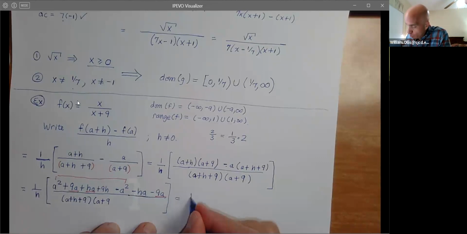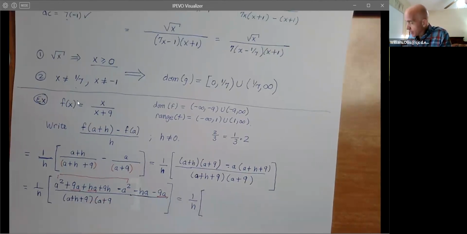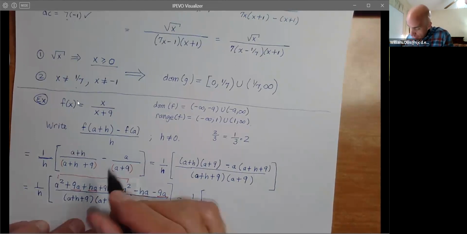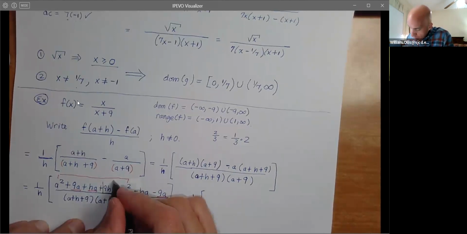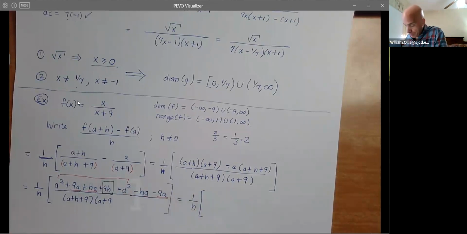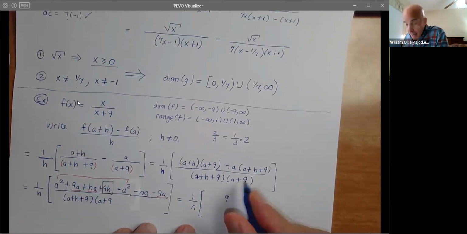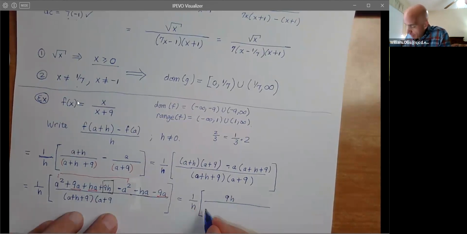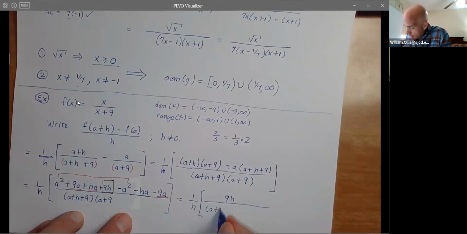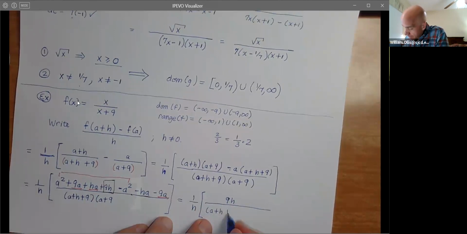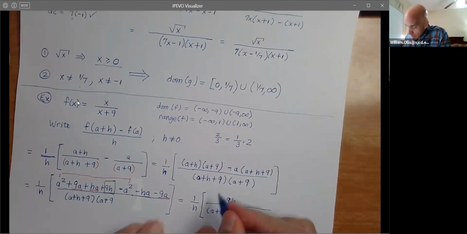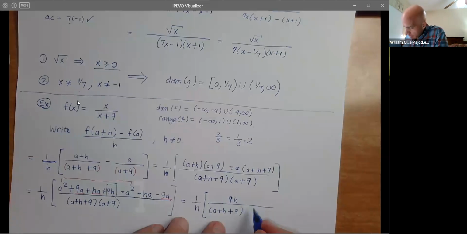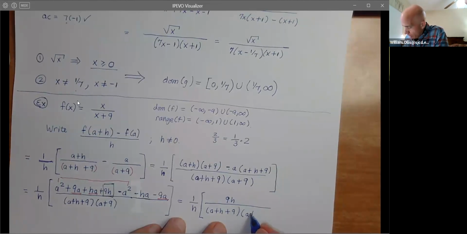So now we have 1 over H, just using basic algebra, and the only surviving term, let me just put a box around that. This is the only term that survives, the 9H. So we have 9H, and then we have A plus H plus 9 times, and sorry I didn't close my parentheses there. Professor Ron had to close parentheses.